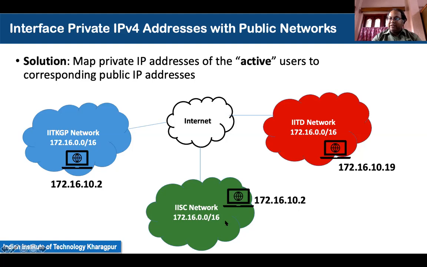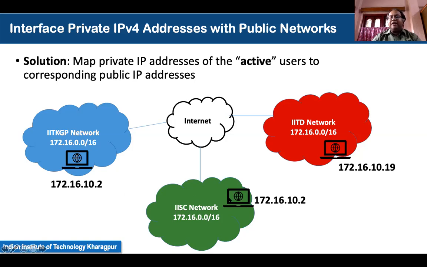And in the IISc network, I have another active user with 172.16.10.2. Now, as I have mentioned, the same block of IP addresses can be reused. So you can have 2 different users in 2 different networks having the same private IP address. So here, the user at the IIT Kharagpur network is an active user, and that user has an IP of 172.16.10.2.